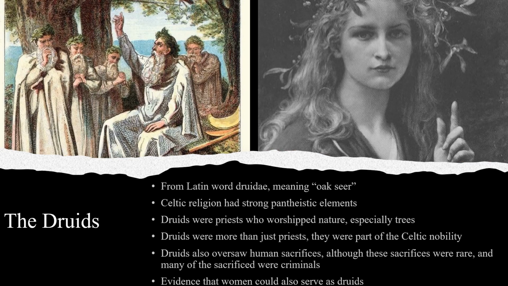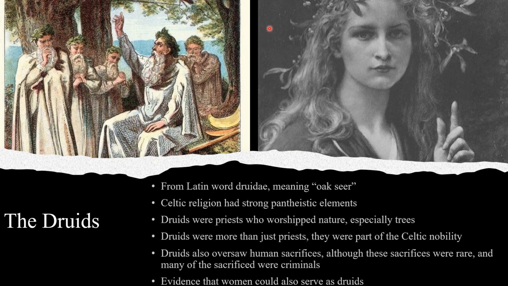So now we'll talk about the priests of the Celtic people, who are called the Druids. The word Druid is actually from the Latin word druidei, which means oak seer. And Romans who studied the Celts or spent time amongst the Celts, like Julius Caesar, described many elements of the Celtic religion. While the Celtic religion was polytheistic, with gods and goddesses, there are also very strong pantheistic elements in the Celtic religion, much more so than in the religion of the Greeks and the Romans. The Celtic priests, the Druids, worshipped trees, especially oak trees, hence the name oak seer. And their temples and religious complexes were usually set up around trees.